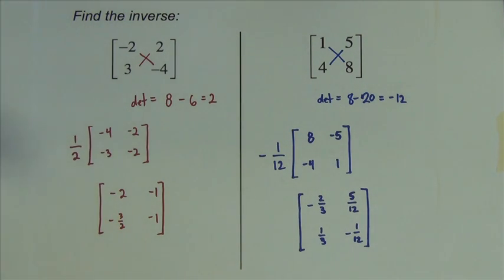So that would be how you would want to find the inverse matrix for a 3 by 3, 4 by 4, anything bigger. You can even do it with the 2 by 2, of course, as we just showed.